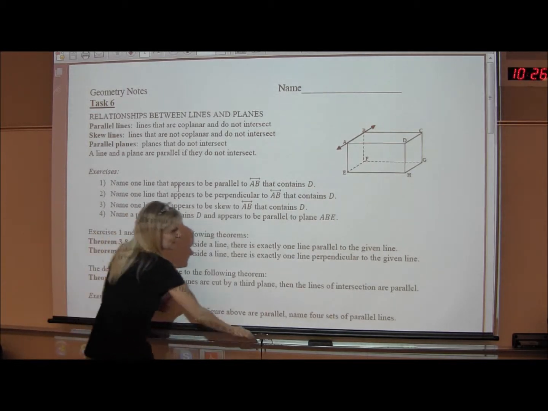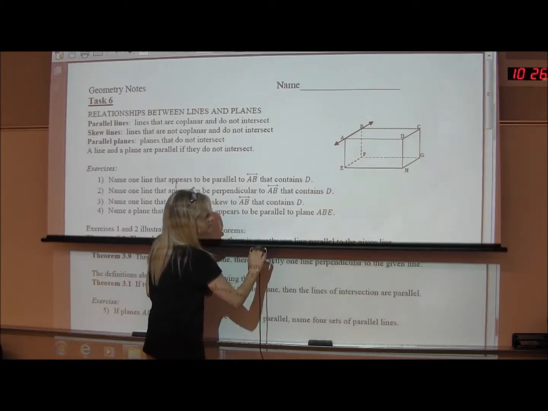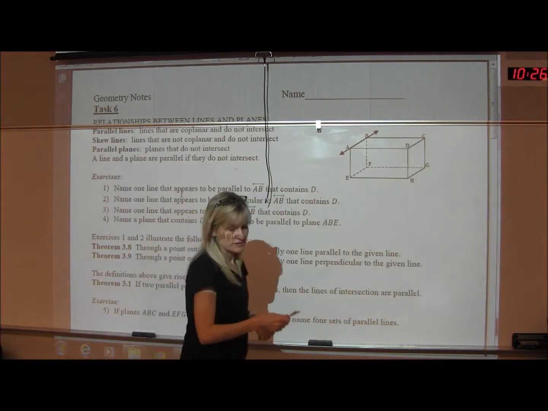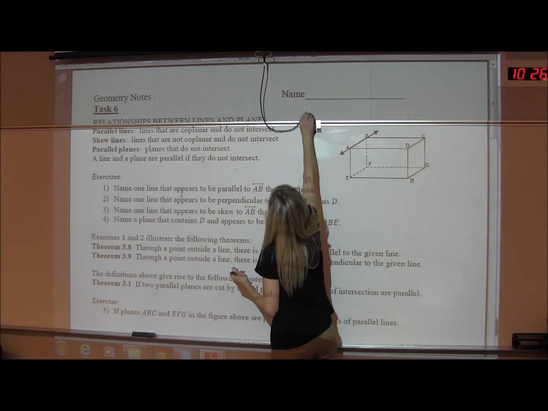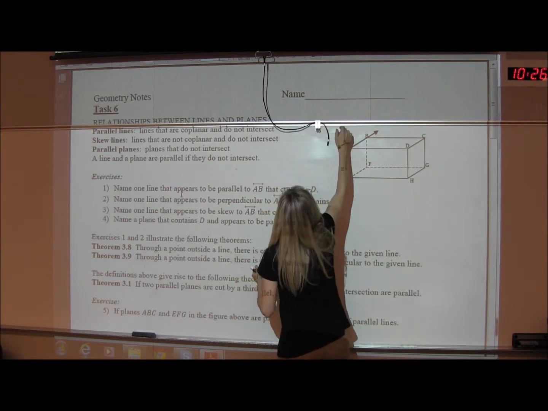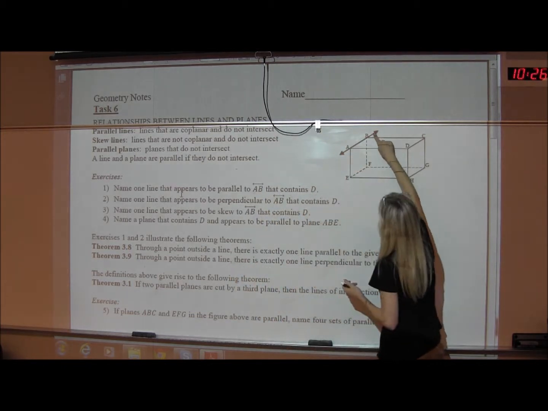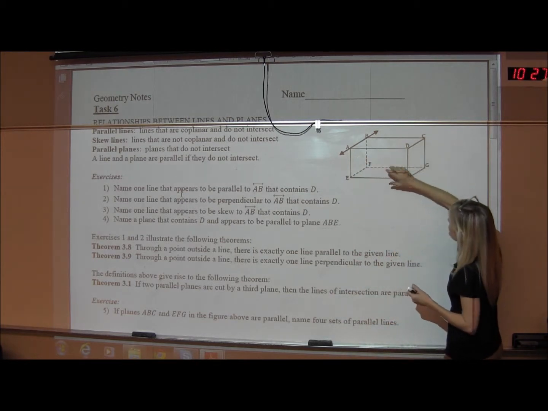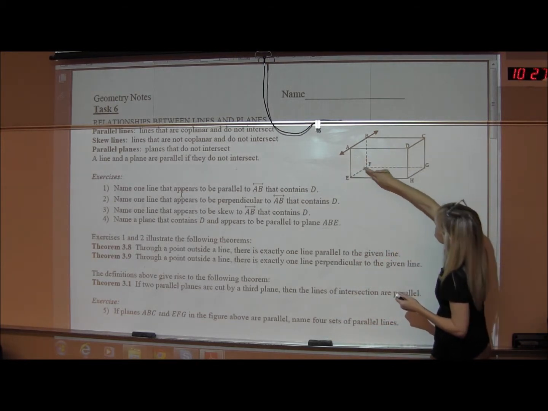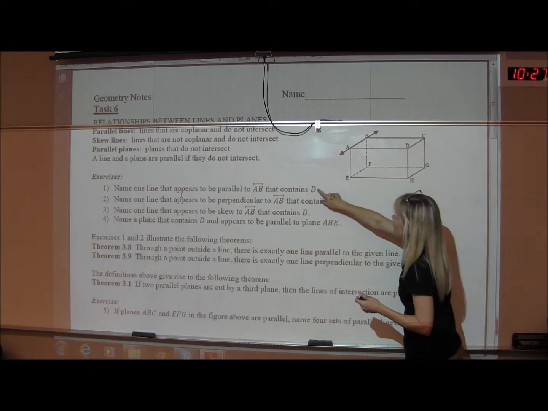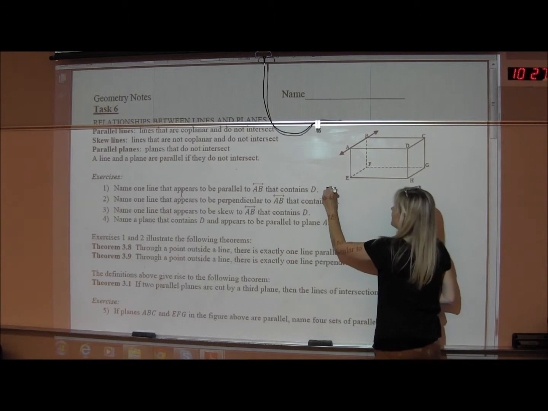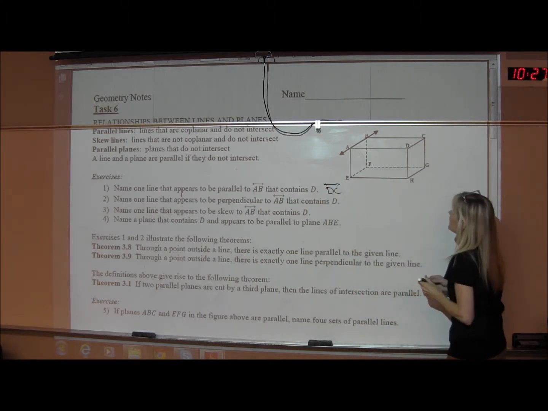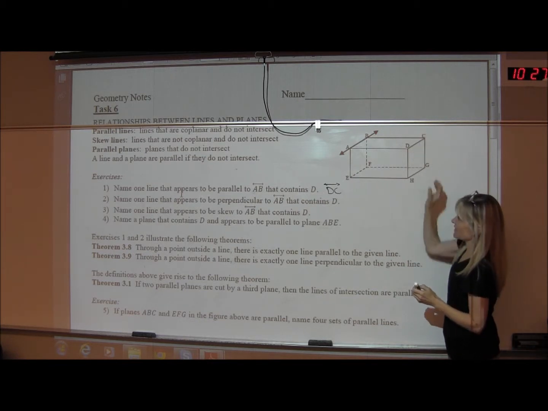So, let me get the whiteboard here. An exercise would be to look at this figure and name a line that appears to be parallel to the line AB. In this figure, which line appears to be parallel to AB and contains the point D? DC. I agree. And when we say DC, we have to put the line over it when we write it, because otherwise it's just the length of the segment.